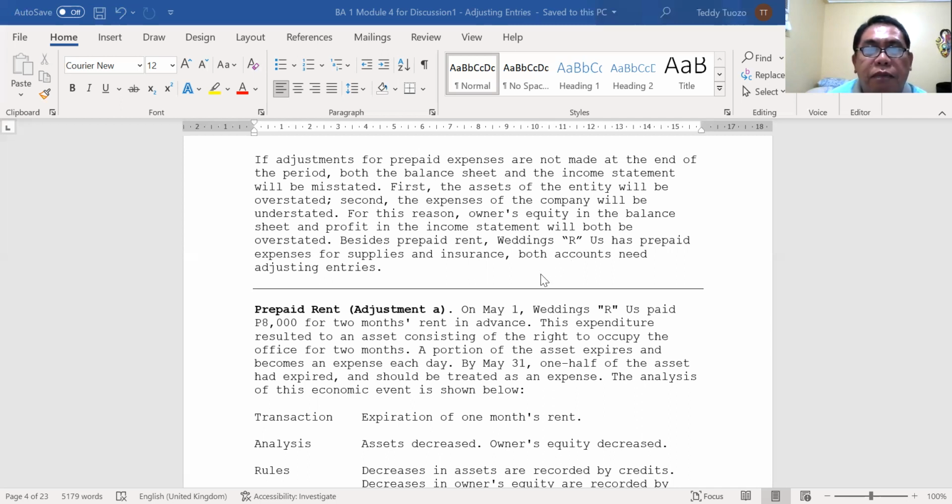Okay. Second, the expenses of the company will be understated. For this reason, owner's equity in the balance sheet and profit in the income statement will both be overstated.